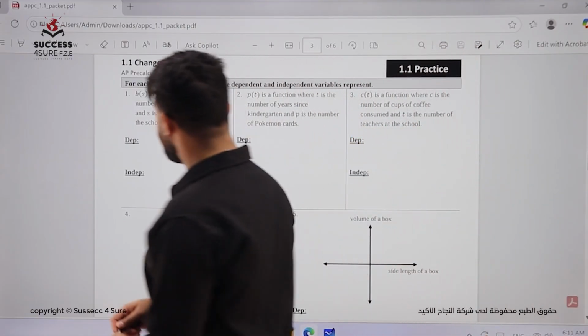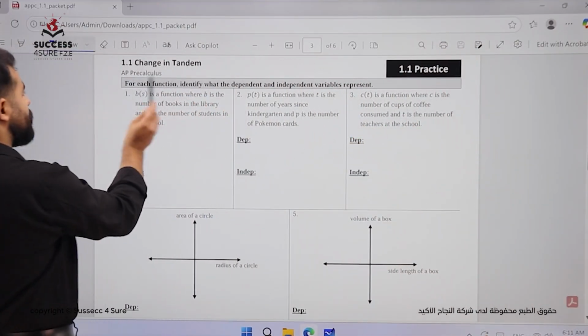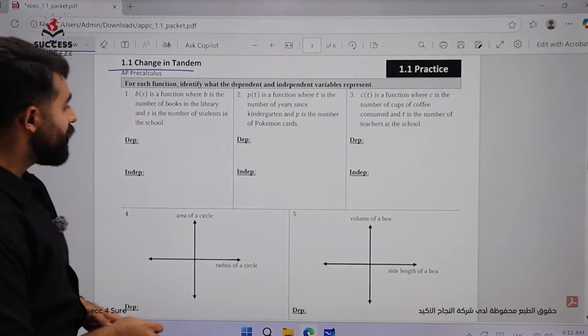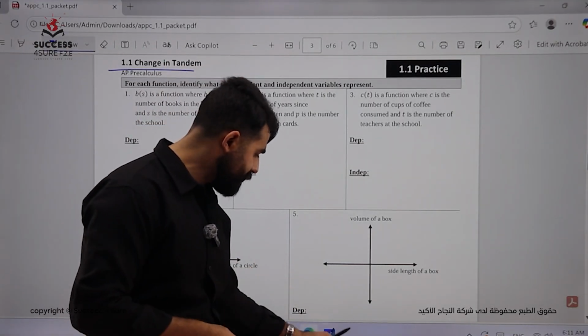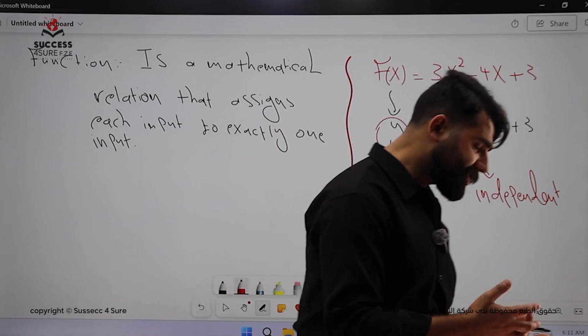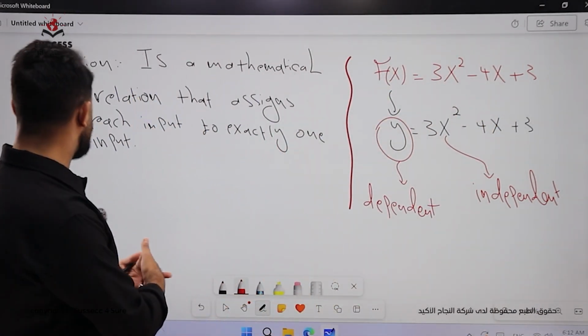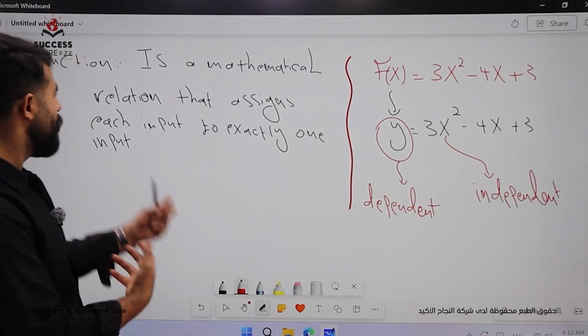Now, today I'm going to get started with the first topic in AP Pre-Calculus, which is change in tandem. Now, to understand change in tandem, you have to understand the word function. What does the word function mean? All right, in mathematics, what does it mean?